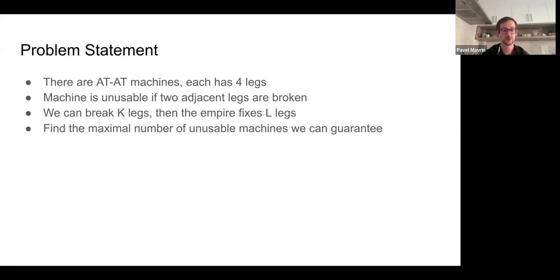The game goes in 2 steps. First, we break some legs, at most k legs, and then our opponent, the Galactic Empire in this case, will fix some legs. It can fix at most L legs. So we have these 2 numbers, k and L, the number of legs we can break and the number of legs they can fix. What we need to do is maximize the number of unusable machines in the end, assuming your opponent will play optimally, so they will fix as many machines as they can.